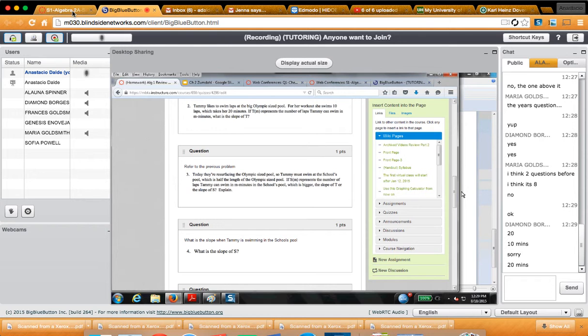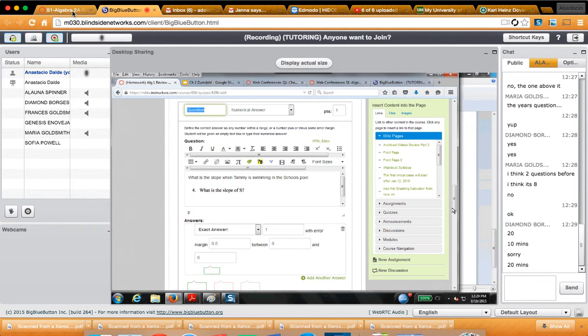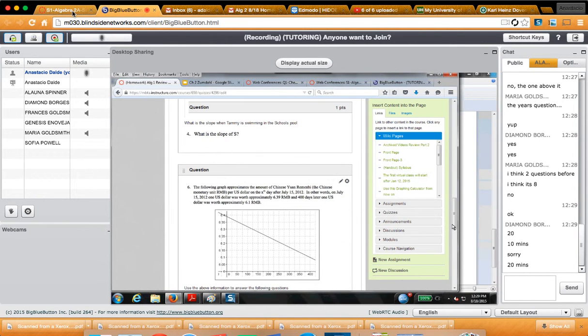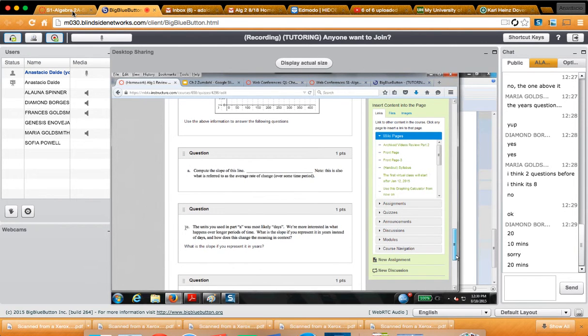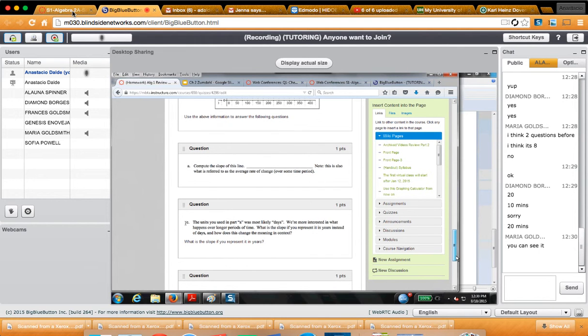All right, Maria, let's work on your problem. Which one are you talking about? Is it this one right here, 6A? Oh, 6C. Okay, all right. The units of A is most likely days. We're more interested in what happens over a long period of time. What is your slope if you represent it in years instead of days? How does this change the meaning and context? All right, so all I want you to do is represent it in years, not days.